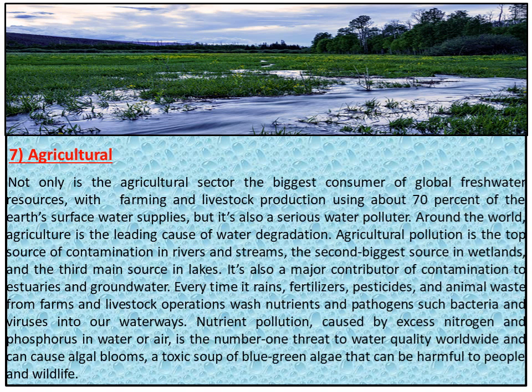Every time it rains, fertilizers, pesticides, and animal waste from farms and livestock operations wash nutrients and pathogens such as bacteria and viruses into our waterways. Nutrient pollution caused by excess nitrogen and phosphorus in water or air is the number one threat to water quality worldwide and can cause algae blooms, a toxic soup of blue-green algae that can be harmful to people and wildlife.